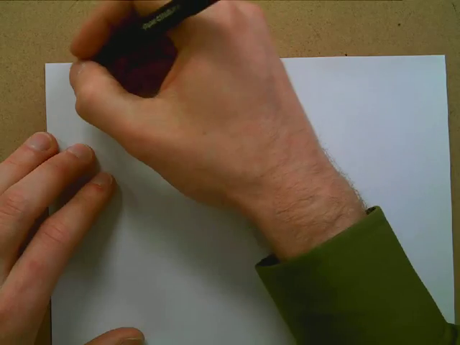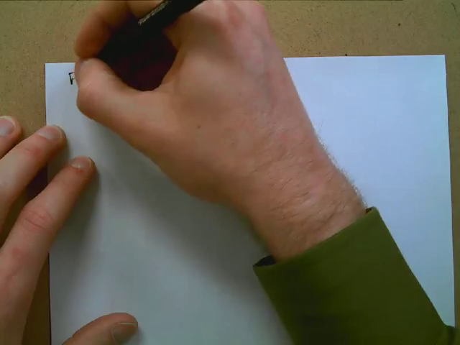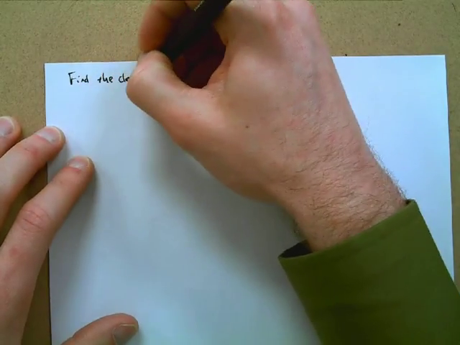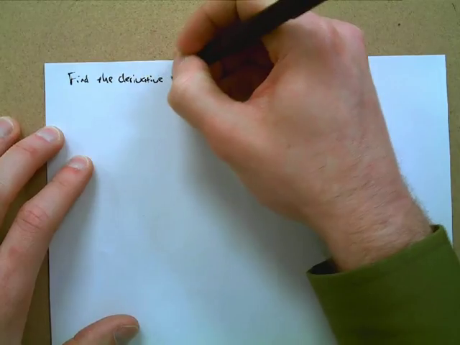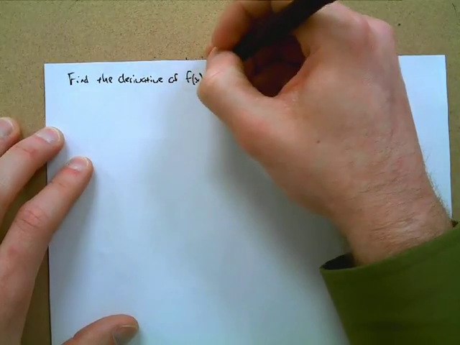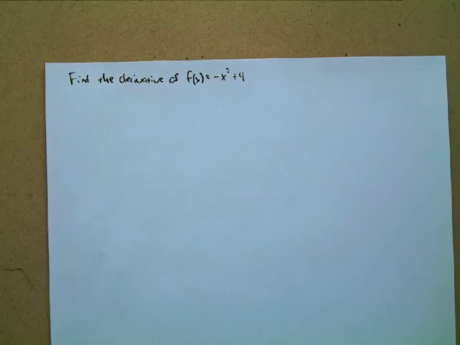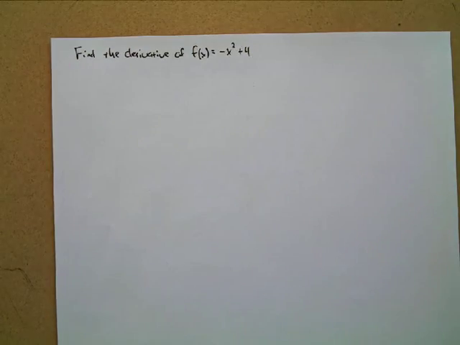Let's now find the derivative of that other function we mentioned, negative x squared plus 4. Let's see what happens here. So again, the limit as h approaches 0 of f of x plus h minus f of x all over h.